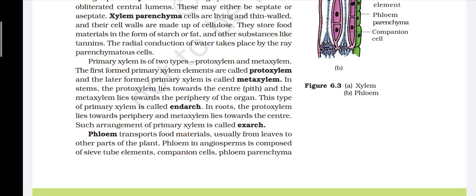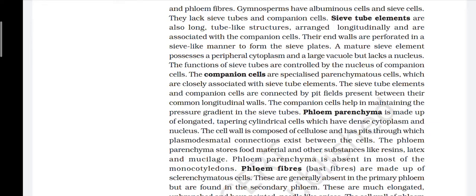Phloem transports food materials usually from leaves to the other parts of the plant. Phloem in angiosperms is composed of sieve tube elements, companion cells, phloem parenchyma and phloem fibers. Gymnosperms have albuminous cells and sieve cells. They lack sieve tubes and companion cells.